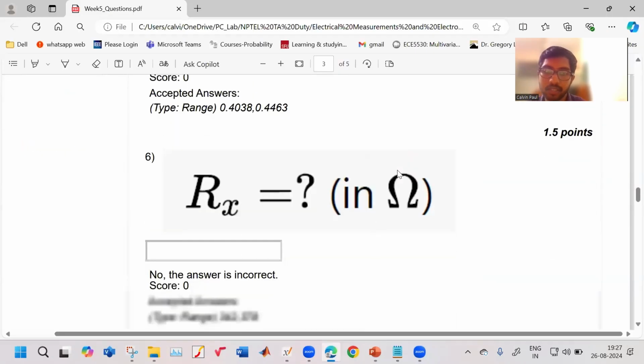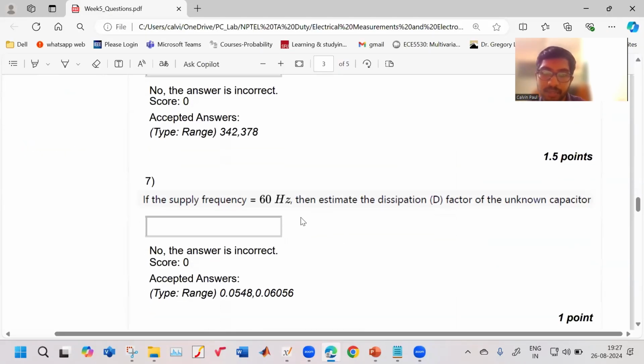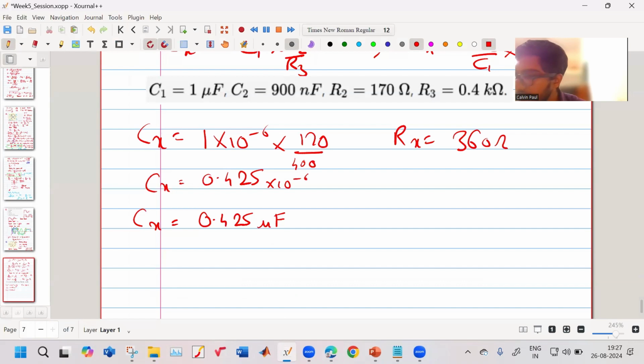Now what they're saying is the supply frequency is 60 hertz. Then you must estimate the dissipation factor D of the unknown capacitor. So they're saying the frequency is 60 hertz, and now we have to find the dissipation factor.